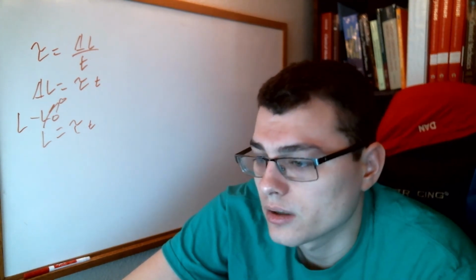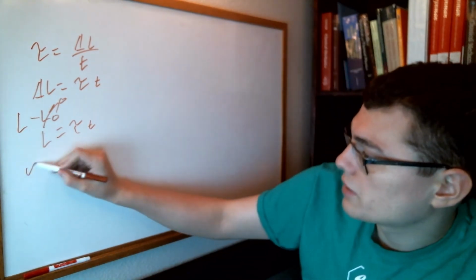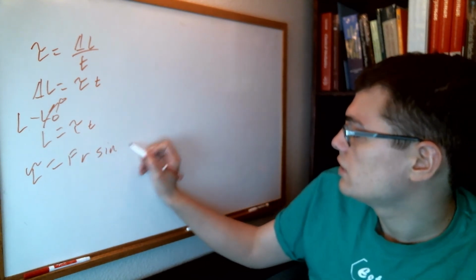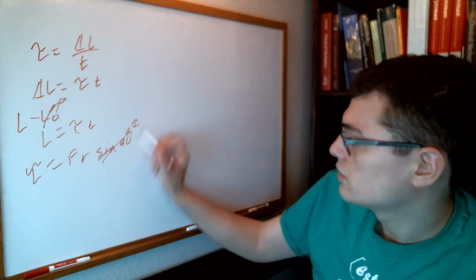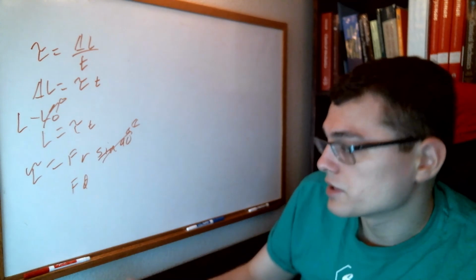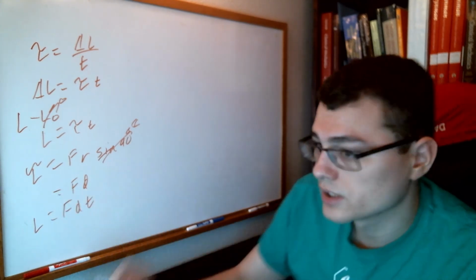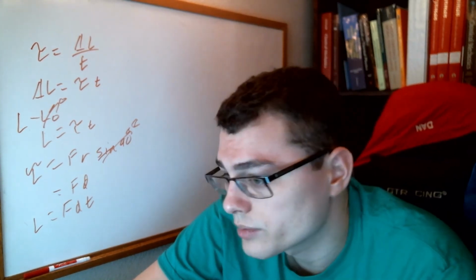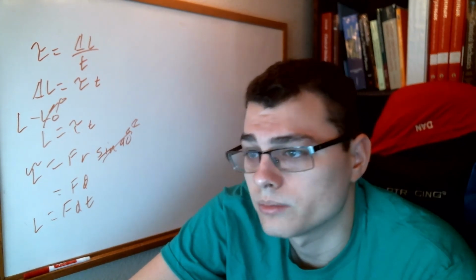Keep in mind here that now we have to solve for what tau is. Tau is just equal to F R sine theta, but theta is 90 degrees, so sine of 90 is equal to 1. And then in this case, R is equal to d. So then we have that L is equal to F d t. And so then you can go ahead and just start plugging your stuff in there, and that should yield your answer.